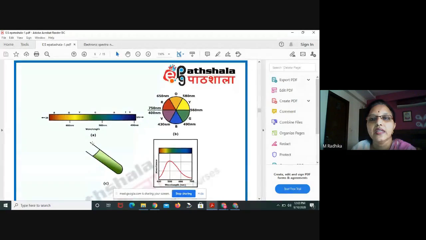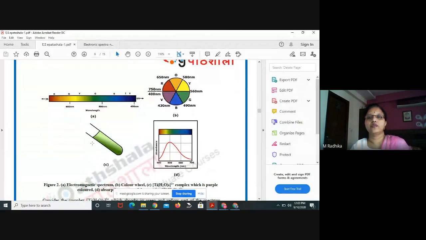Now let's see the same thing we have shown in the form of a diagram here. So this is your electromagnetic spectrum, wherein above 700 I have the IR spectroscopy, and below 400 nanometers we have the UV spectroscopy. And this is purely your VIBGYOR, that is visible light. Okay, visible light. So violet starts VIBGYOR, right? Violet will be around 400.